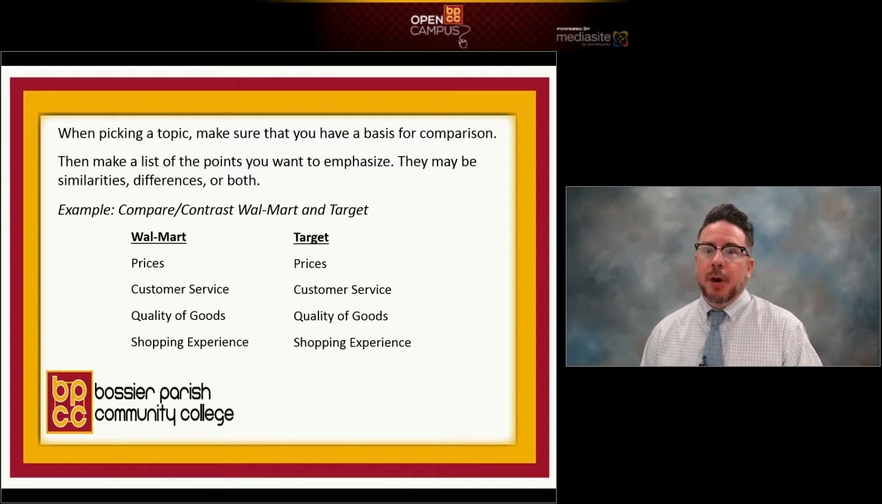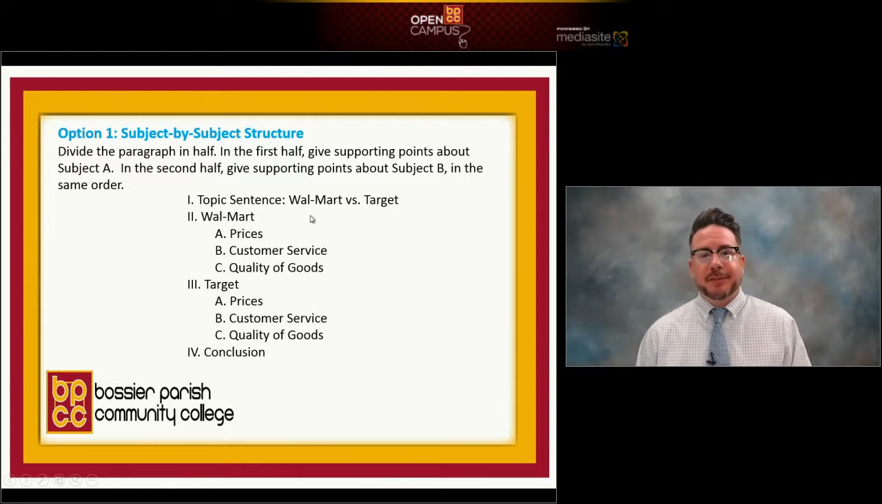Now for this example, I'm going to talk about Walmart and Target, because do you agree that they are both similar in some ways? Sure, I mean, they're both retail stores. They both basically sell the same kind of stuff. Are there also differences between Walmart and Target? Sure, I mean, people say that the customer service is sometimes different, the prices may be different, the quality of some of the goods can be different. So I'm going to show you examples of both of these types of methods that we can use to organize our supporting points.